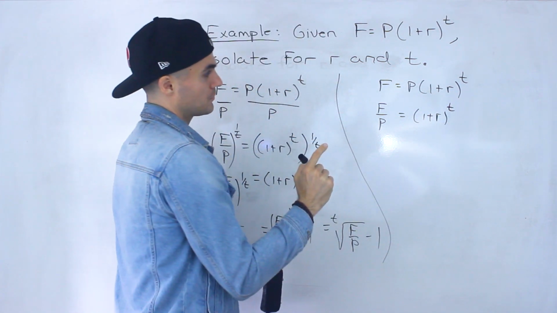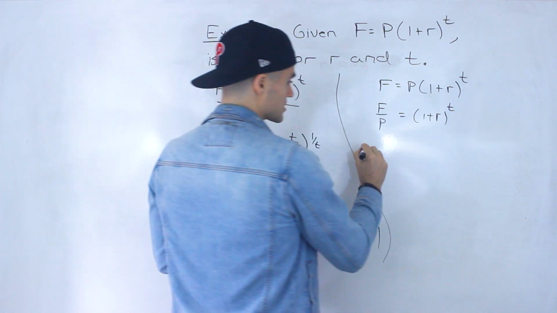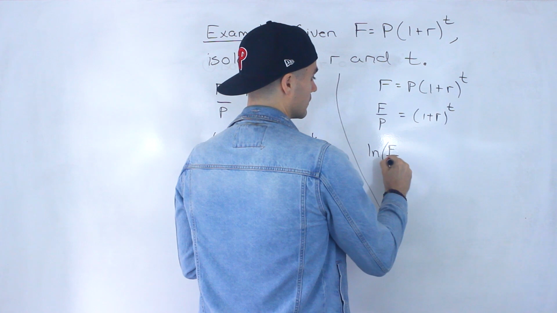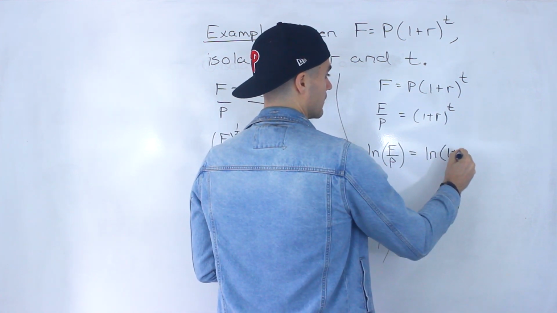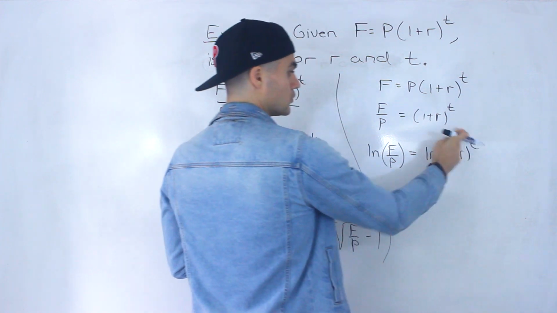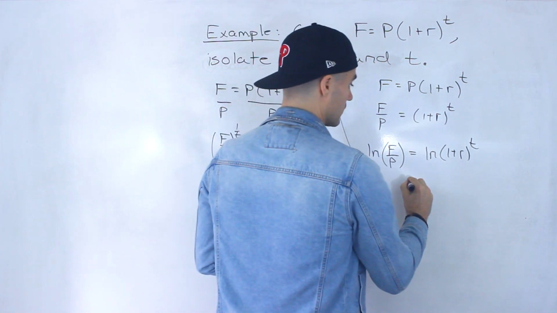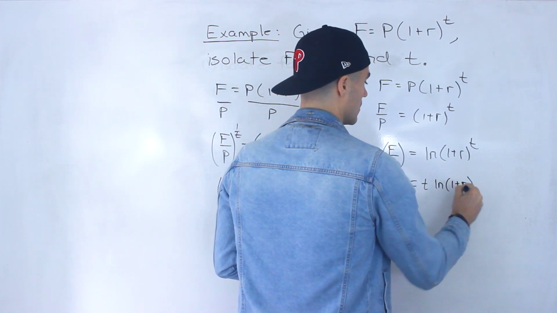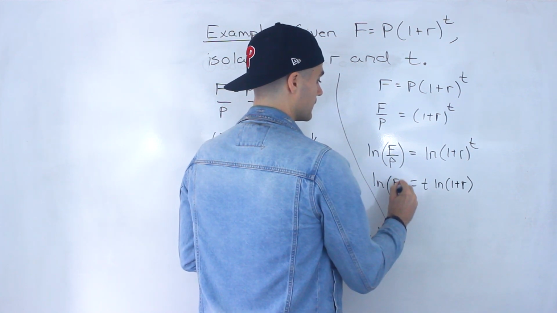And then at this point we would log both sides, or ln. I'm just going to use ln, but it could be log base anything that you do to both sides. Now we can bring that t down, if you remember the logarithmic rule. So this we can rewrite as t times ln of 1 plus r, and then we've got ln of f over p.